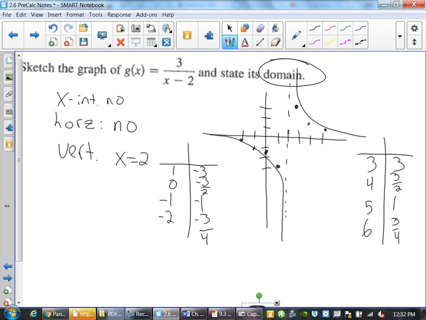What's the domain? All real numbers except 3. Oh, sorry, 2. So the domain is all real numbers where x is not equal to 2. Wait, why is it not? Because of the asymptote. Okay. Pretty much.